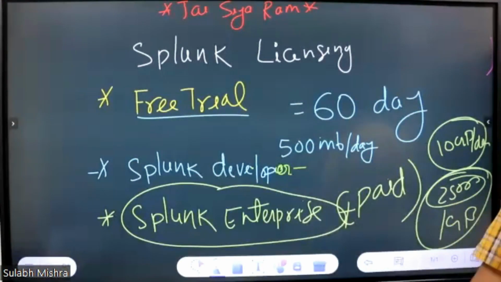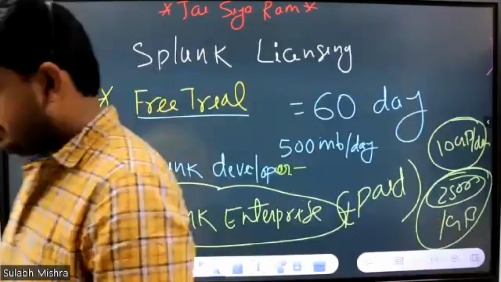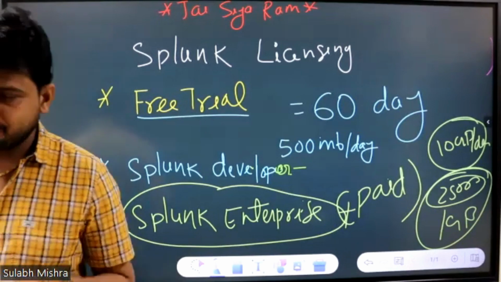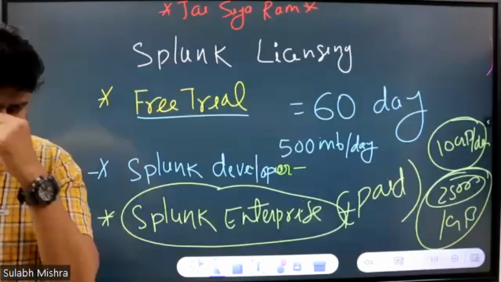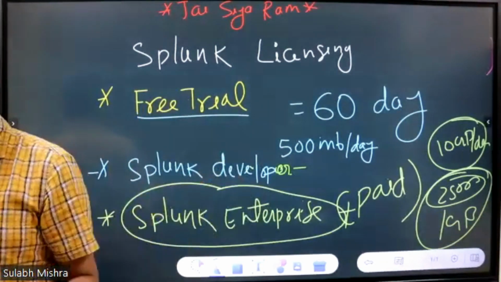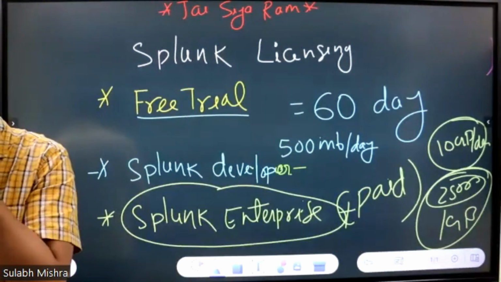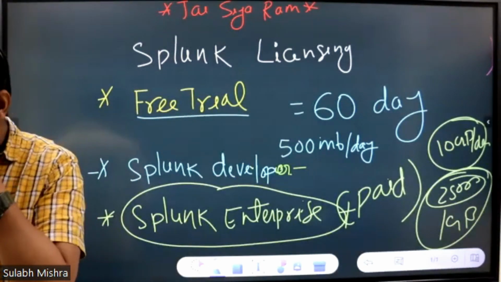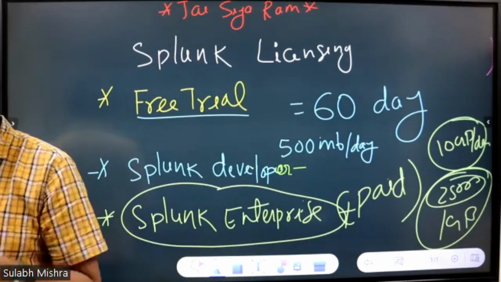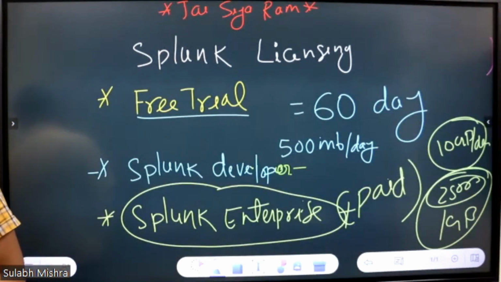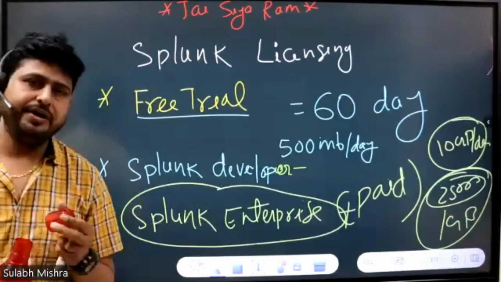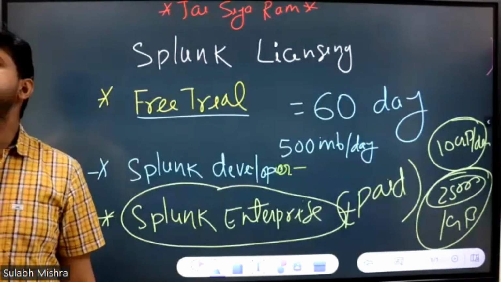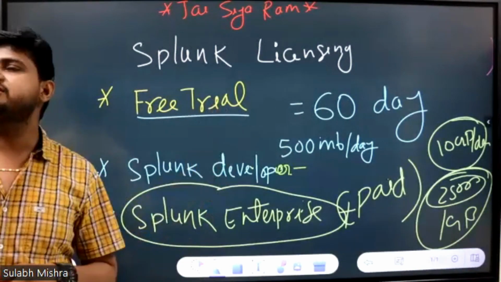There is one more license, the Splunk free license. Free trial and free are different. Splunk free license is different and Splunk free trial is different. Free trial has 500 MB per day data volume, with the full features of Splunk Enterprise that you get in the paid license.